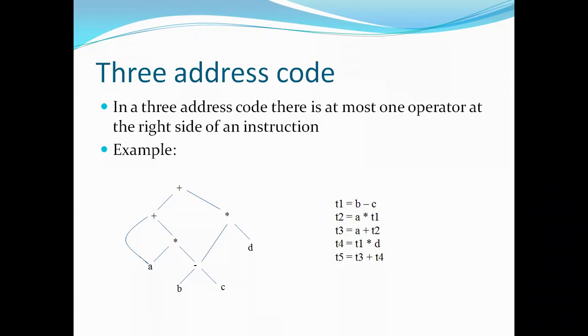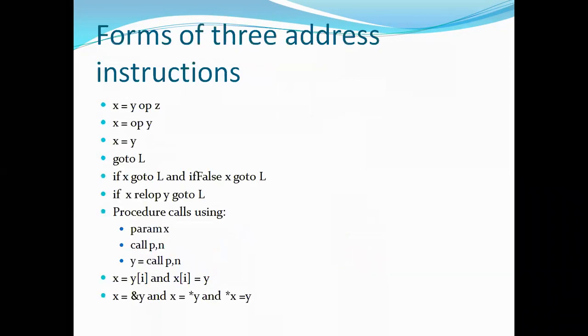And here we have some forms of three address instructions. We need to use only these forms for writing statements. For writing statements in an intermediate language, we need to follow only these forms. That means if we have an expression, whether it is infix or postfix, whatever it may be, for such expressions we need to use these forms: x is equal to y op z, x is equal to op y, x is equal to y.